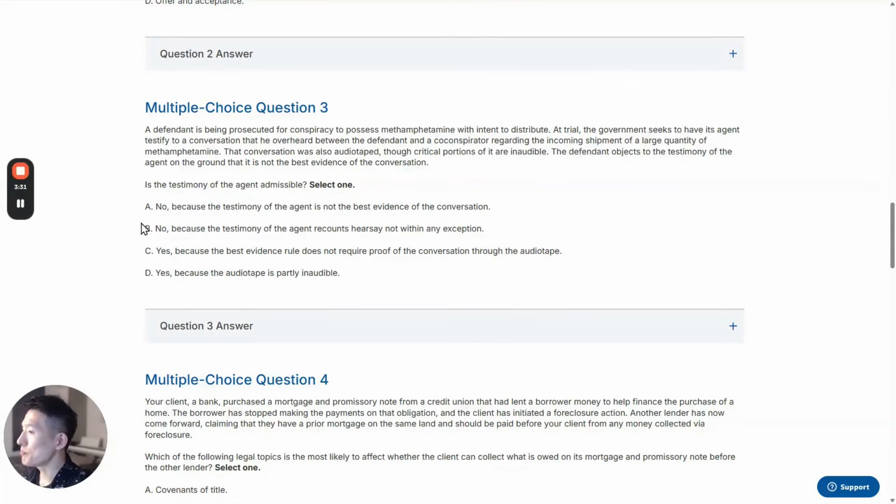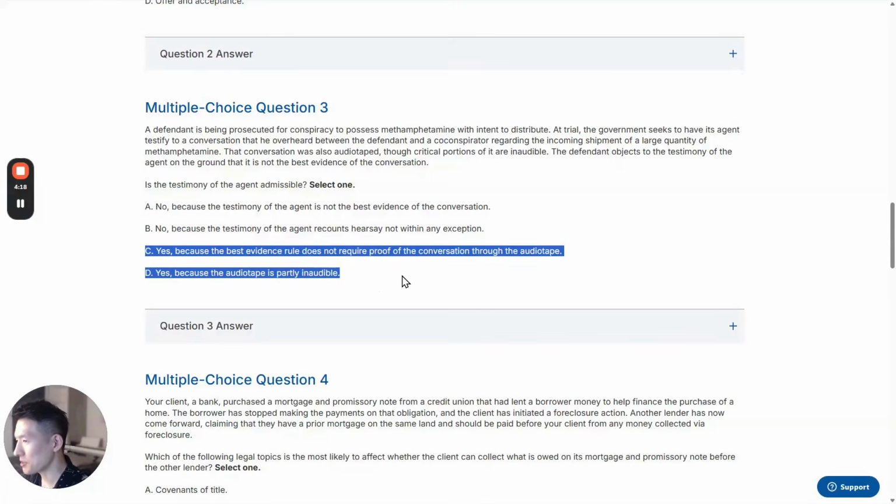Or how about choice B? The testimony is not admissible because that testimony recounts hearsay, not within any exception. Okay, so testimony can be hearsay in certain circumstances, but there's no hearsay issue really because it's not trying to prove an out-of-court statement. It's about what the agent heard. So it's personal testimony, personal knowledge. Hearsay is not really the core issue here.